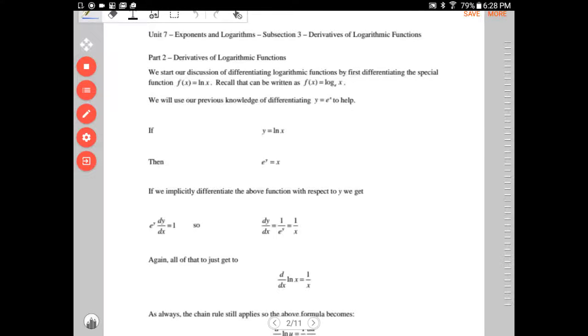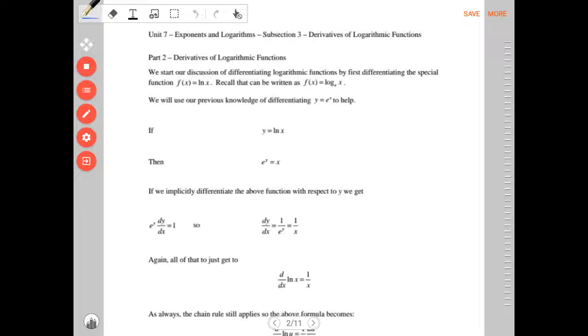Part 2, derivatives of logarithmic functions. Okay, this one's going to be a little longer than last time, sorry, but that's okay.